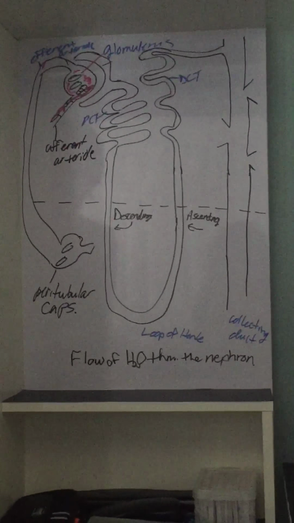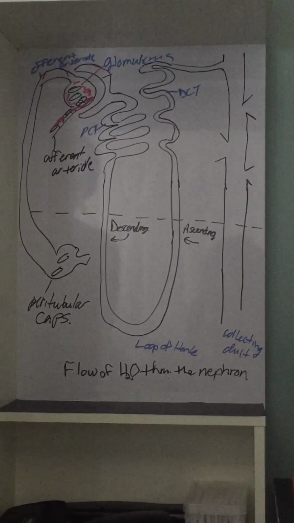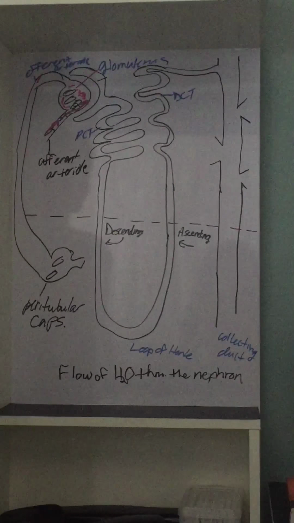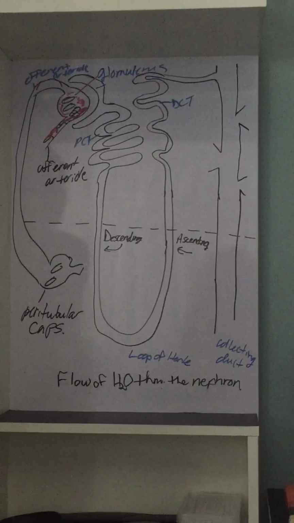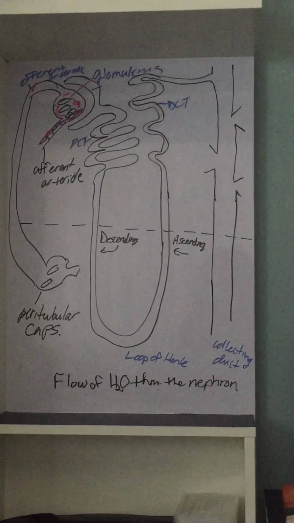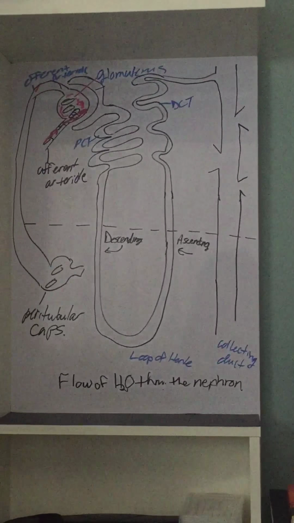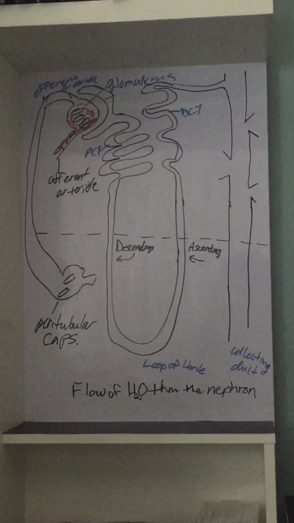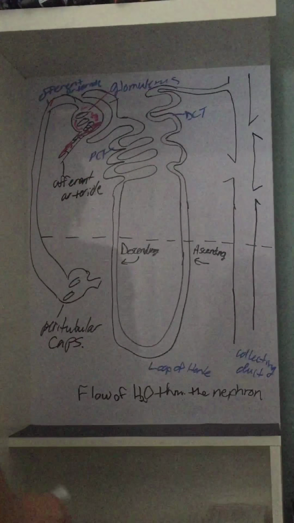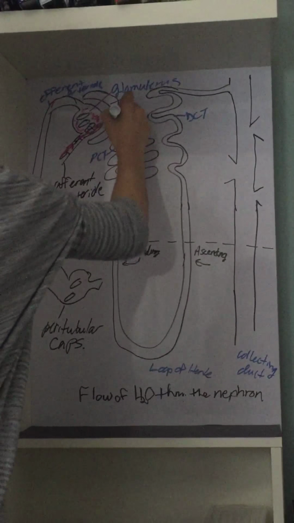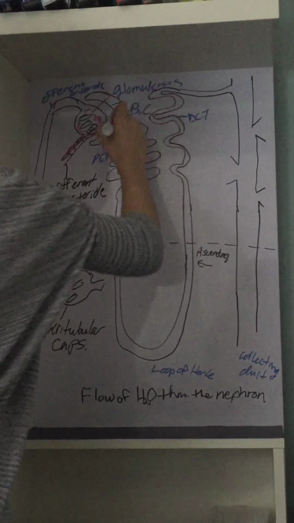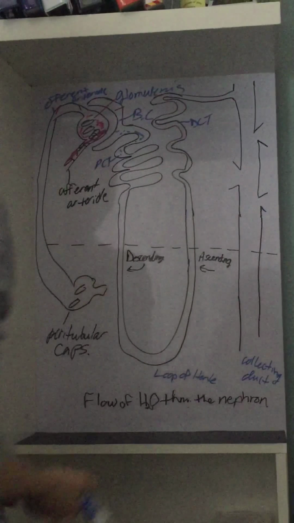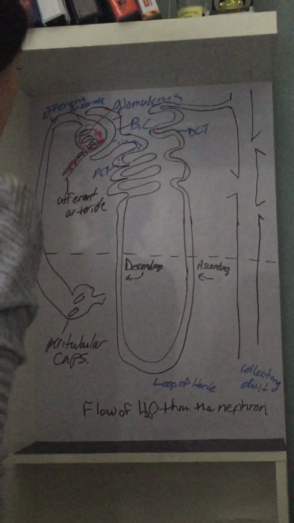Alright, we're outlining the flow of water through the nephron. Water is going to enter into the Bowman's capsule along with the other solutes, like the waste and the glucose and some of the amino acids that came from the glomerulus. What's going to end up happening to water is that it will flow from the Bowman's capsule. Remember, this is BC, into the proximal convoluted tubules, the PCT.